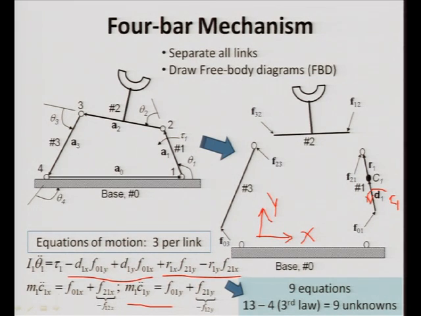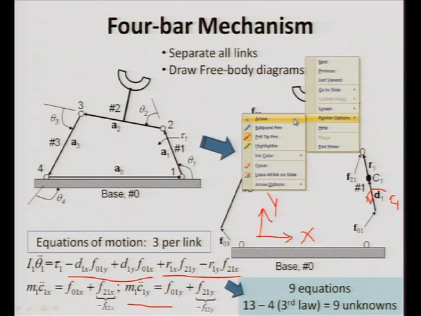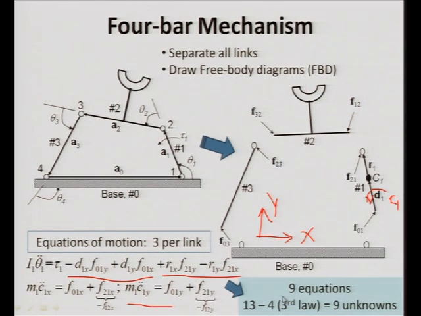Now, these are three equations for one link. So, if we have 3 moving bodies, there will be 3 into 3, 9 equations, which I have written here. So, 9 equations here. But how many unknowns are there?